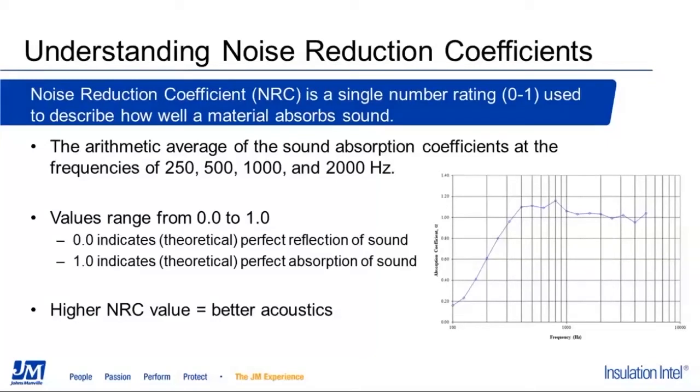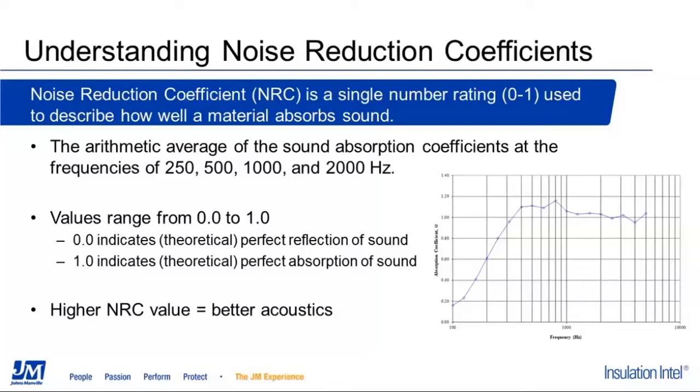This number varies with thickness of your insulation. So as Erica goes into some of the product offerings, if you see a range of values there, just know that that represents different densities and thicknesses. But how is an NRC value determined?